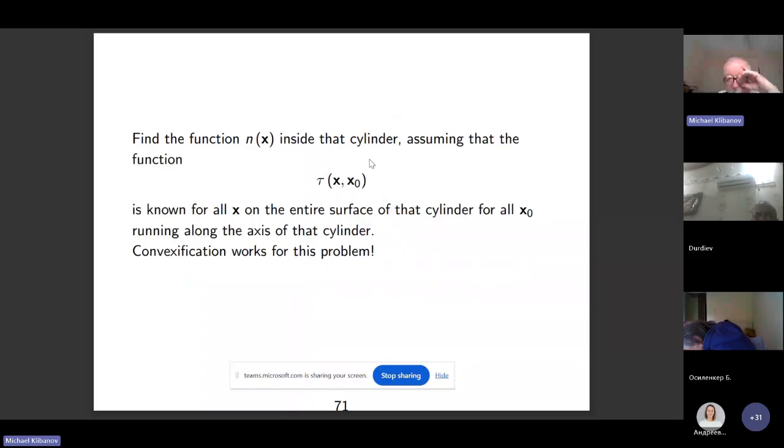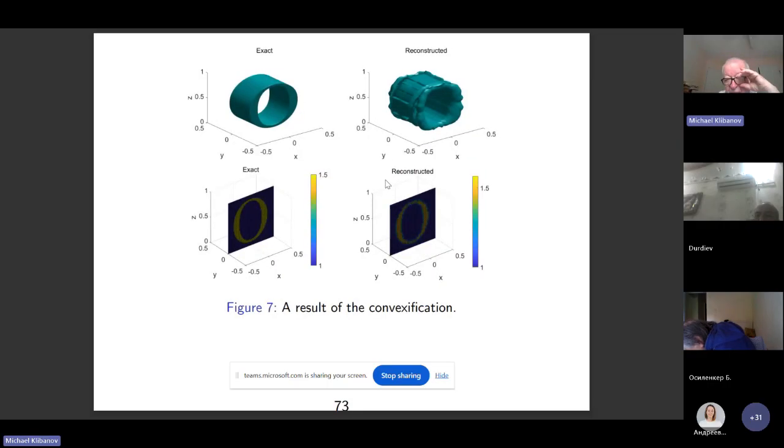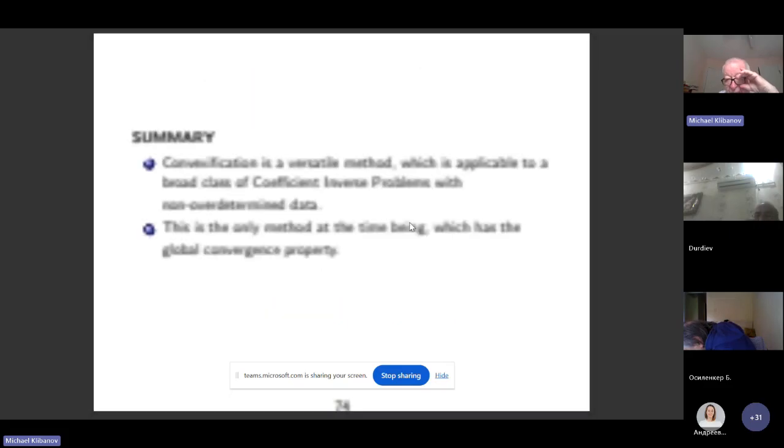So again, convexification works. This is the first application of convexification. We again image three-dimensional cases. Again, letters. So this function, letter B, and this is its image. This is the cross section, maybe not well seen, but this cross section is exactly reconstructed. This is letter O, by the way. And this is its image. Again, cross section. The cross section is fine.